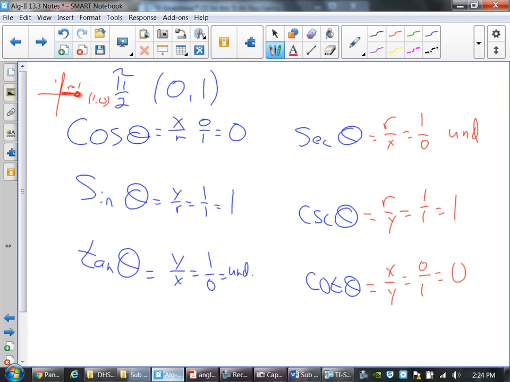Even if there was a scalar involved, it would still work the same way. If it was at 4, 0, it means your a's is 4. What's 4 divided by 4? 1. That's why we just don't worry about the scale factors of these things. So when you're using quadrantals, it's a matter of picking the ordered pair and just writing out x's, y's, and r's. What does it all stand for?